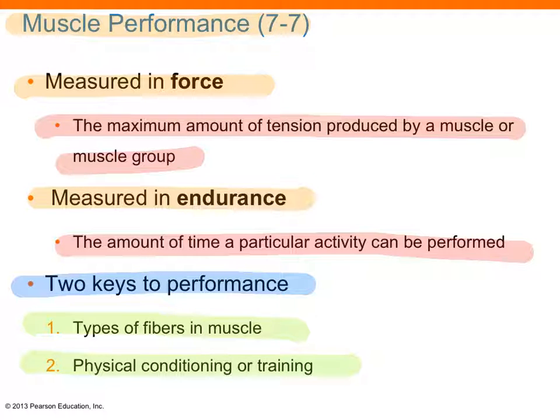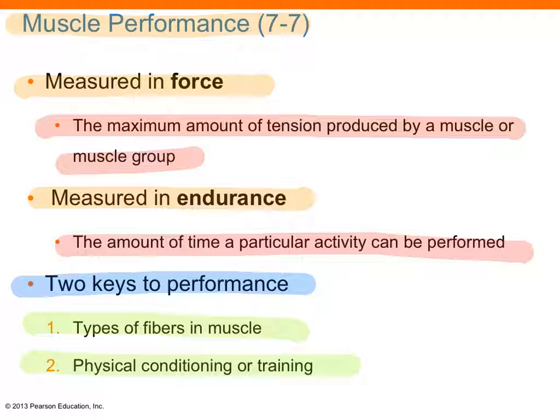Muscular performance is measured in force and endurance. That's a test question. Force is the maximum amount of tension that can be produced by a muscle or muscle group. Endurance is the amount of time a particular activity can be performed.